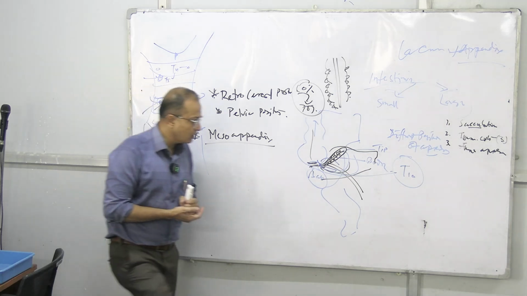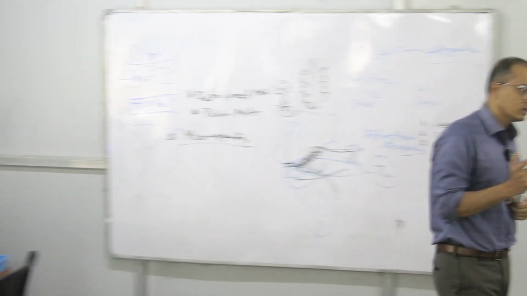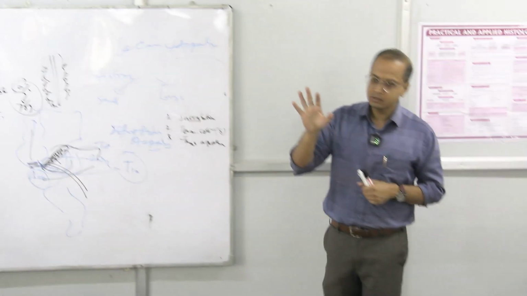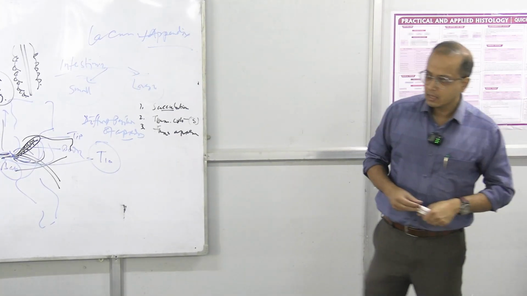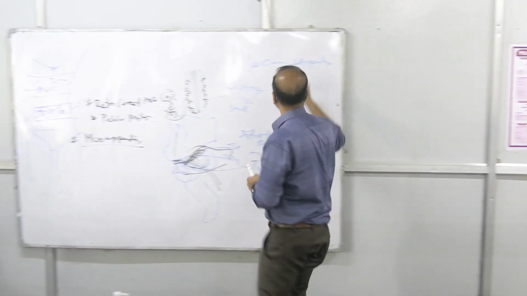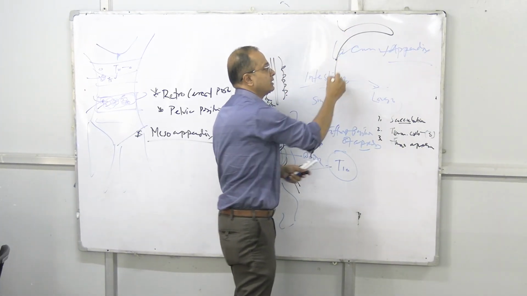Now, coming to the diseases of the appendix. The appendix is prone to infections, and there are some reasons why. The first thing is that the appendix is a blind pouch. What do we mean by a blind pouch? That means it is a dead end.